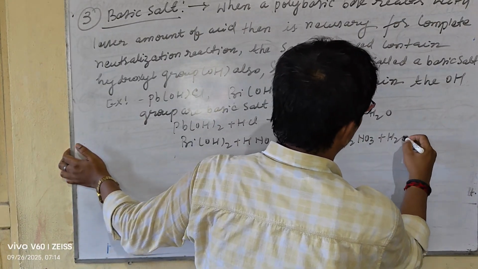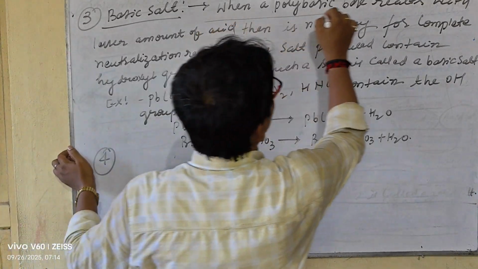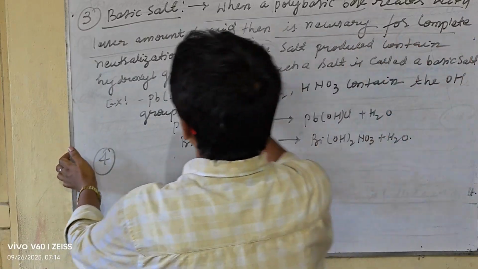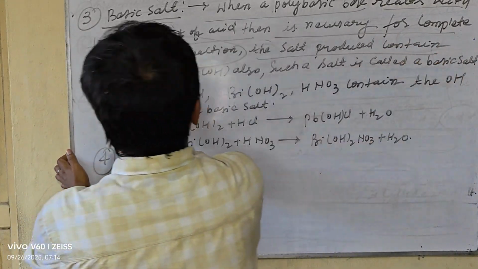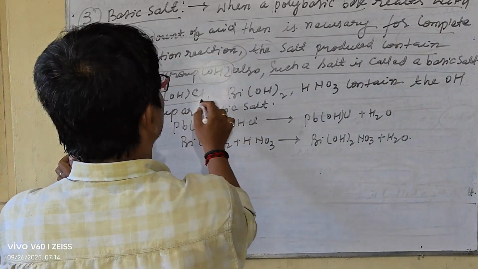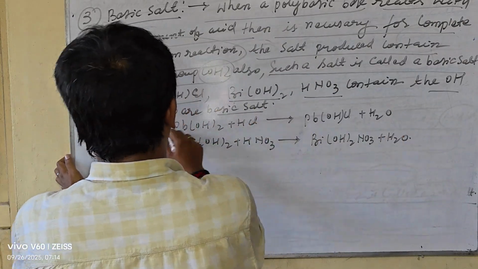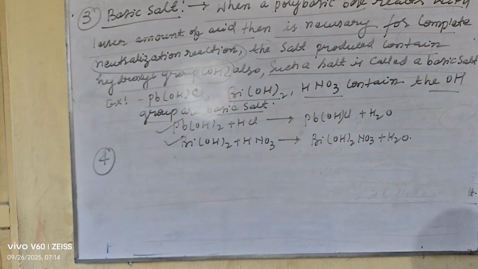So when a polybasic base reacts with a lesser amount of acid than is necessary for complete neutralization, the salt produced contains the hydroxyl group OH also. Such a salt is called a basic salt, like PbOHCl and Bi(OH)2NO3, which contain the OH group.